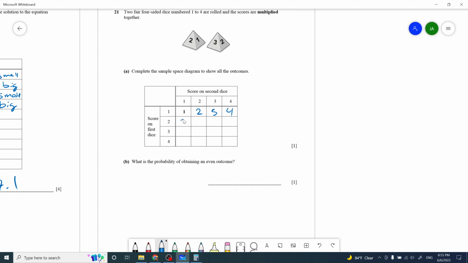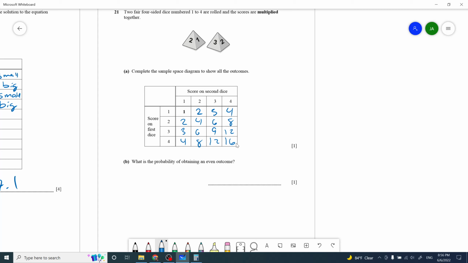2 times 1 gives me 2. 2 times 2 gives me 4. 2 times 3 gives me 6, and 2 times 4 gives me 8. 3 times 1 is 3. 3 times 2 is 6. 3 times 3 is 9, and 3 times 4 is 12. And finally, 4 times 1 is 4, 4 times 2 is 8, 4 times 3 is 12. And 4 times 4 is 16.